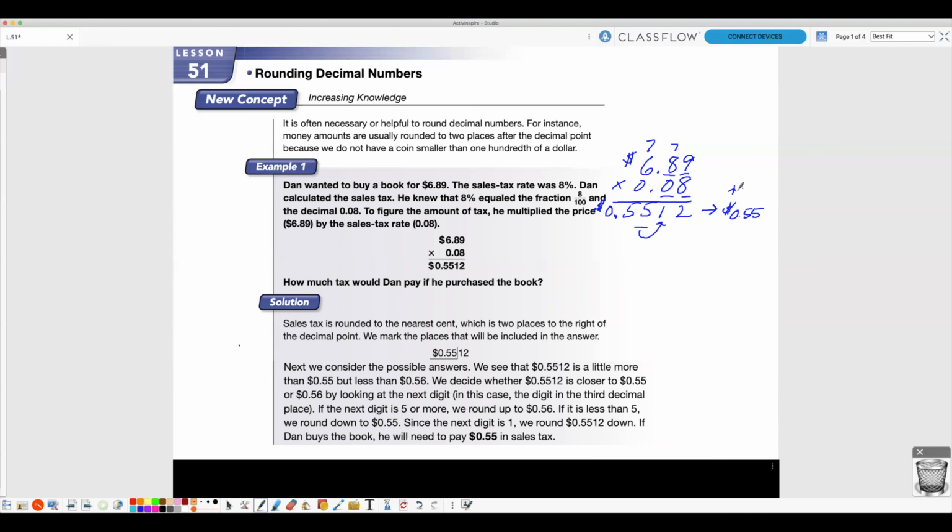This is just the tax. So if you were to find the total, which we're not doing today, we'd have to take the $6.89 and add the 55 cents to it to find the total. This would be 14, this would be 14 again, and this would be 7. So it'd be $7.44 for the total. That's tax, and this is the full price here. This is the price, and then this is price plus tax, which equals the total amount.